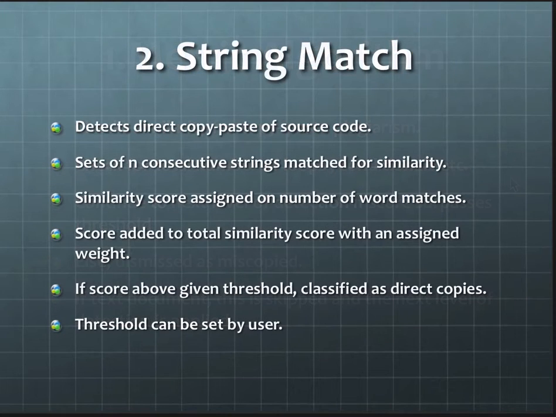level of detection. The second type of algorithm we have is the string matching. In this algorithm, we take sets of n consecutive strings and match them for similarity. The score is assigned based on number of word matches, and this is then added to the total similarity score with some weightage. If the score is very high, the files are classified as copies.